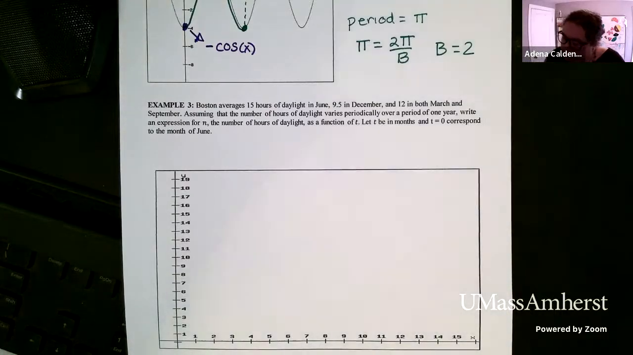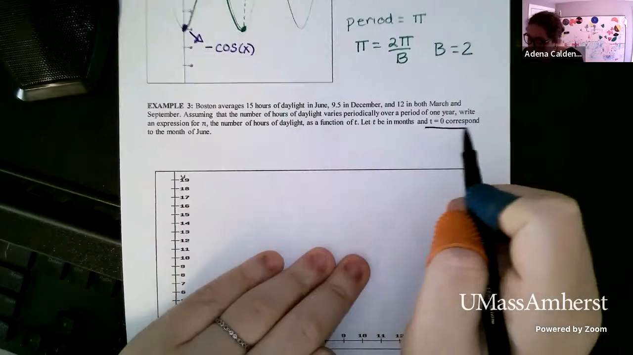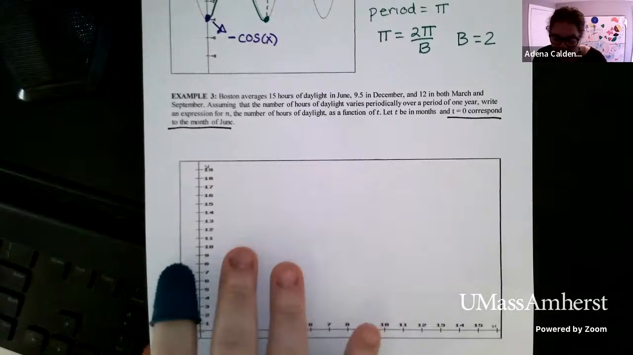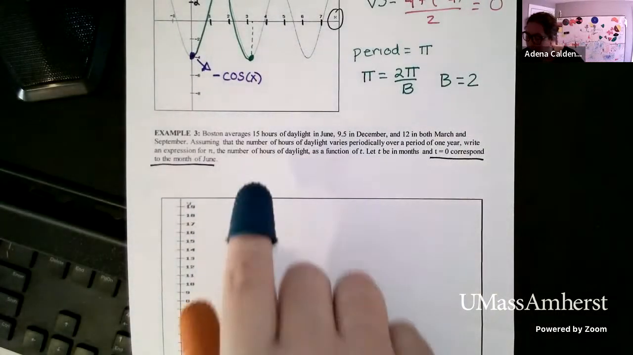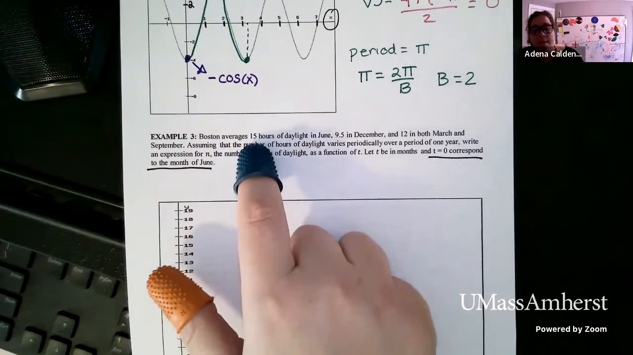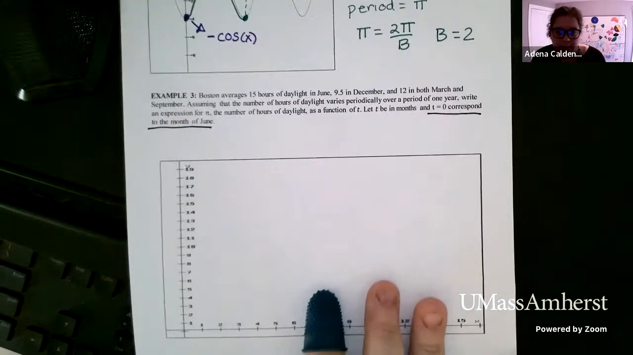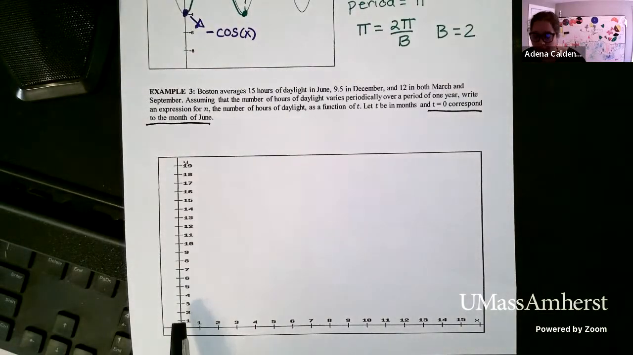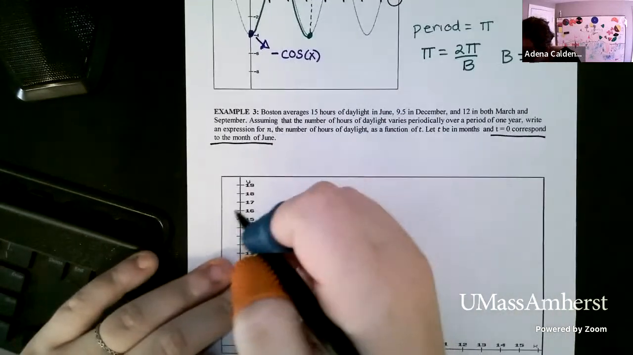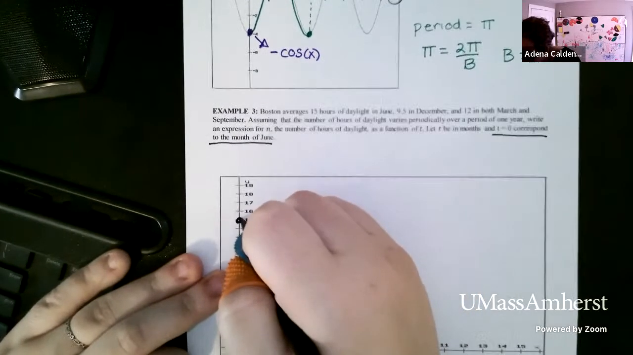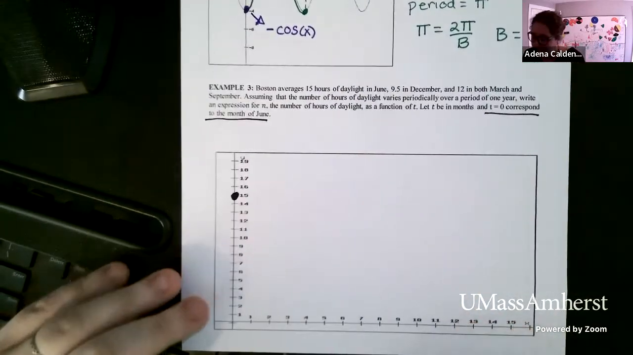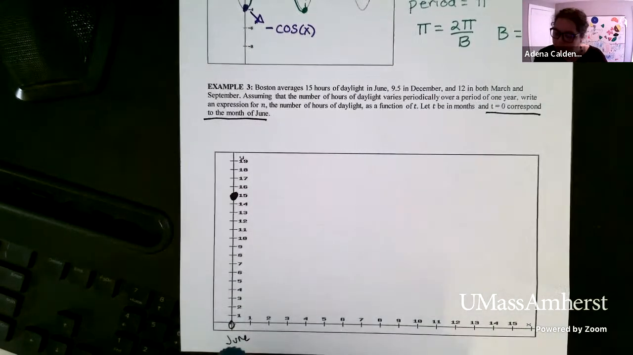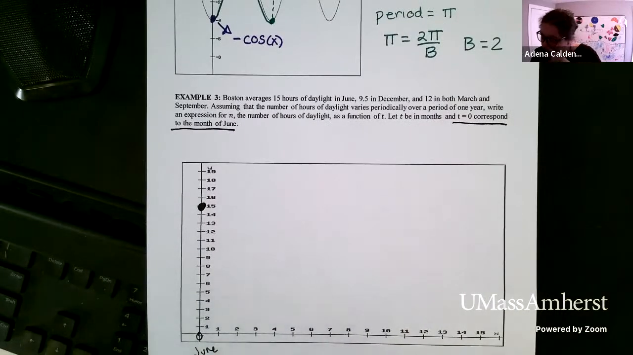So let's start with the fact that t equals 0 corresponds to the month of June. So that means we're starting our function in June. And what do we know about June? Well, in June, Boston's getting 15 hours of daylight. Okay, so if we were going to graph this at time equals 0, the number of hours of daylight would be 15. Okay, so we can just mark that. This is time equals 0. This is June.